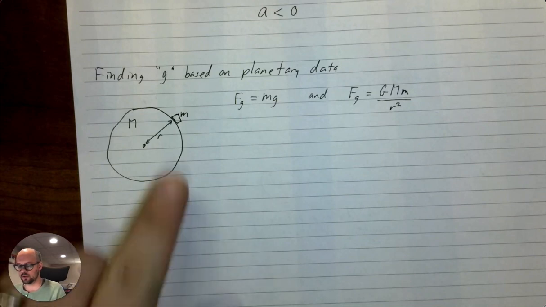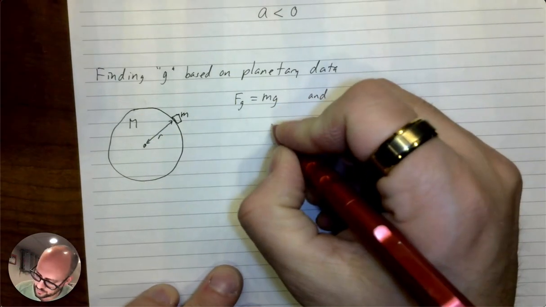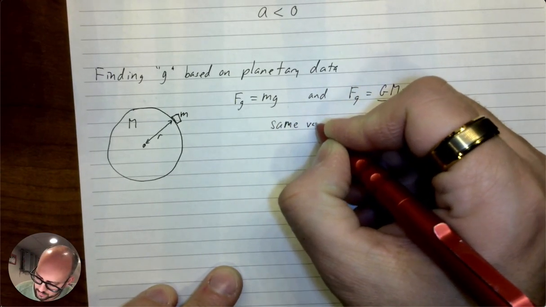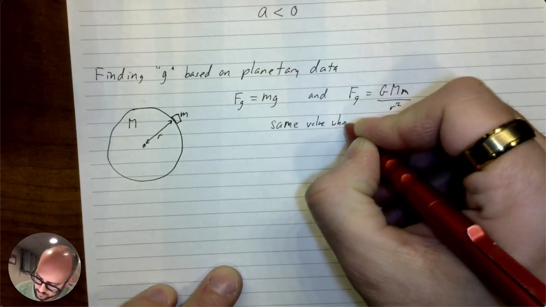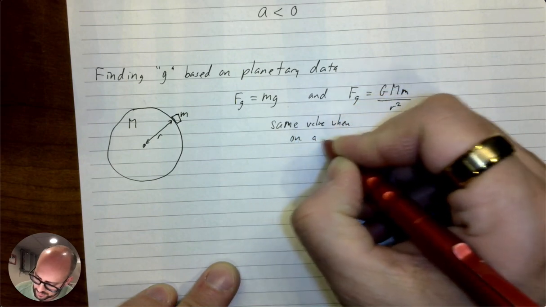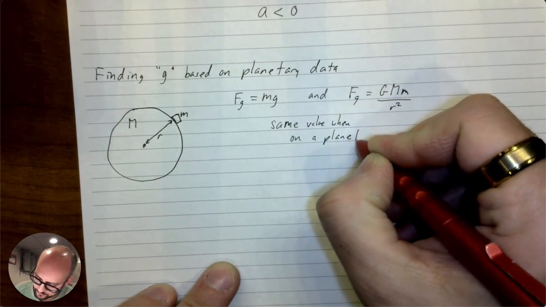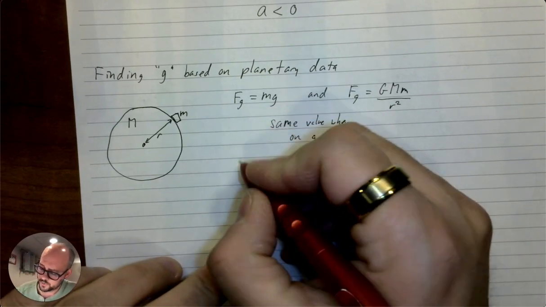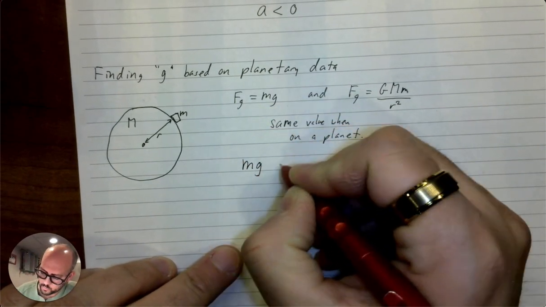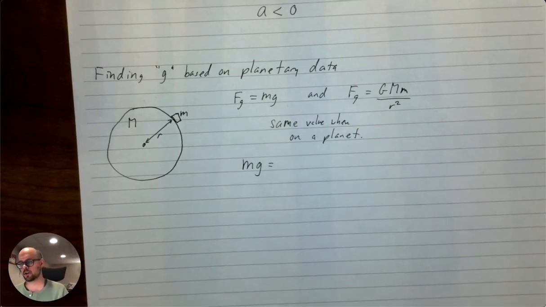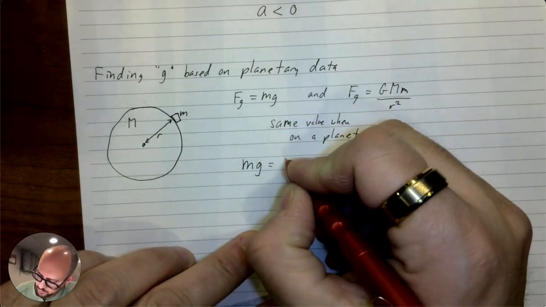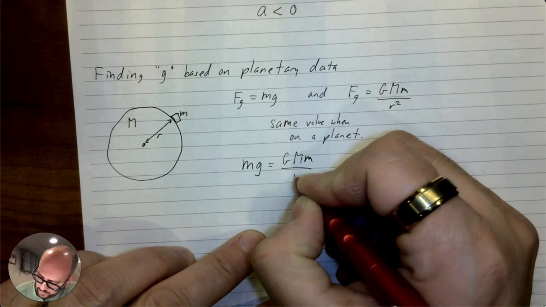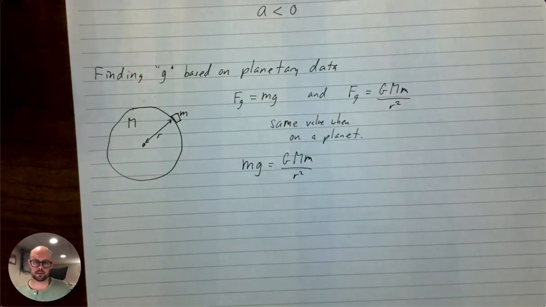Now, when this object is on Earth, these have to return the same value when on a planet. And so we can set them equal to one another. So we can say mg, which is our equation for calculating gravity on a planet, has to be equal to G, big M, little m, over r squared. And that's our equation for calculating gravity anywhere.